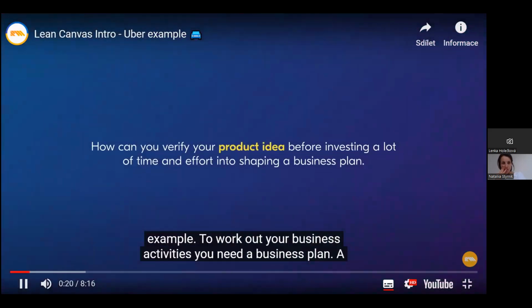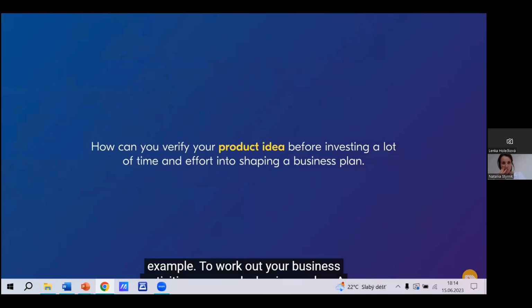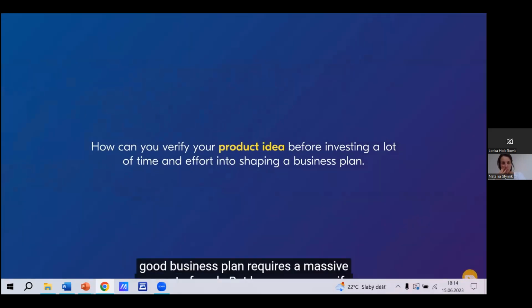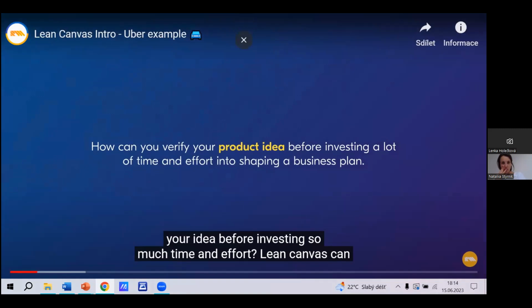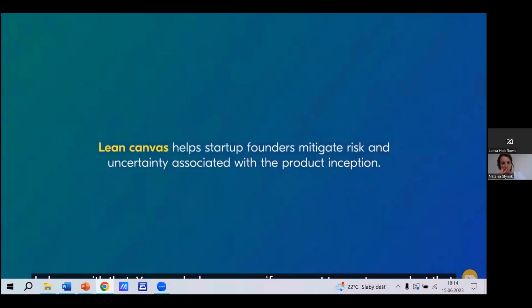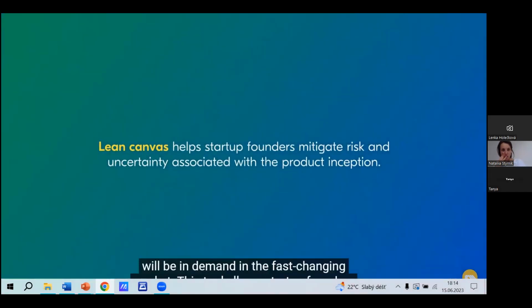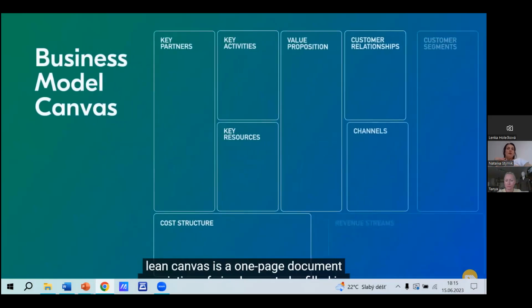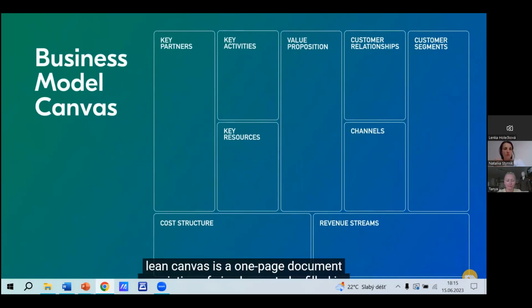To work out your business activities, you need a business plan. A good business plan requires a massive amount of work. But how can you verify your idea before investing so much time and effort? Lean Canvas can help you with that. You need a lean canvas if you want to create a product that will be in demand in the fast-changing market. This tool allows startup founders to mitigate the risk and uncertainty associated with the product inception. The lean canvas is a one-page document consisting of 9 boxes to be filled in.